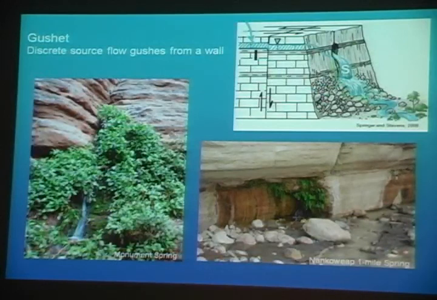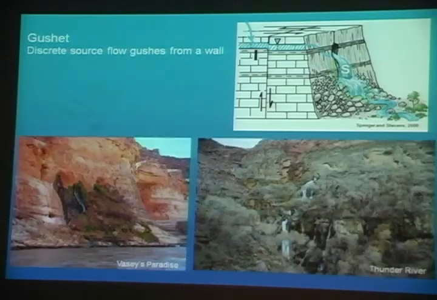Gushet springs are formed from discrete flows that gush from a wall, and we can have a large range of sizes of these types of springs. From this little guy located in Shinumo Creek, a little bit larger, the source of Monument Creek on the south rim. Okay, so even bigger at Elves Chasm to the absolutely huge at Thunder River.